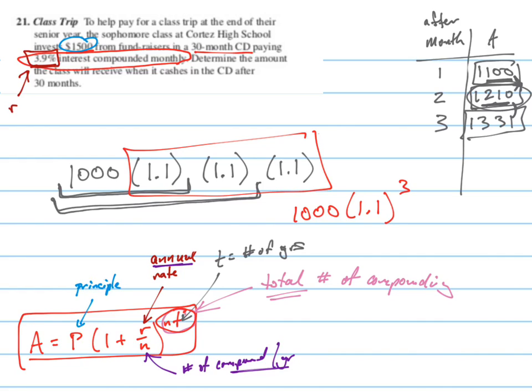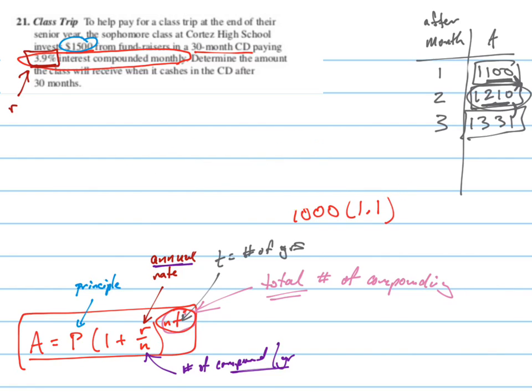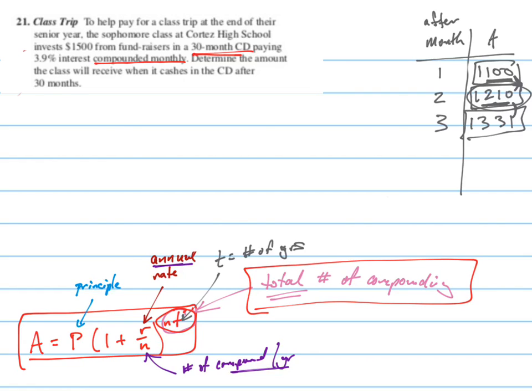Okay, so now that you understand that concept, let's talk about what this question is asking and understand how it relates to this formula, but it's slightly different. This says that it's a 30-month CD, and it's compounded monthly. So what's the total number of compoundings that you're going to do? If it's compounded monthly and you're doing it for 30 months, how many total times are you going to multiply it? 30. You're going to multiply it by 30.